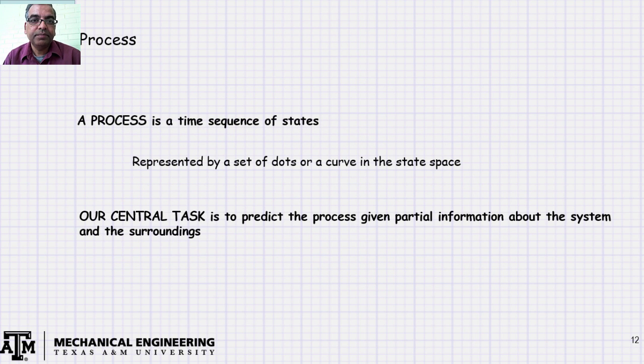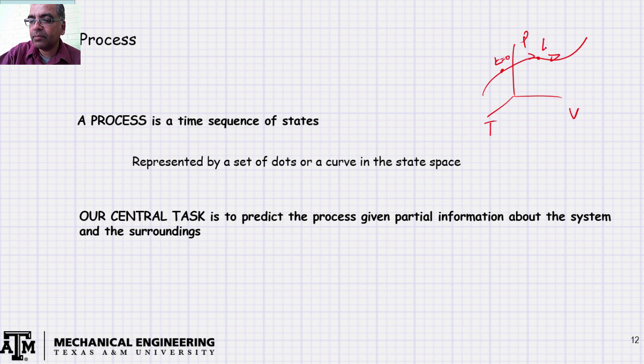So a process is a sequence of states, a time sequence of states. So if you have a state space, so let's say temperature, volume, pressure, a process is a curve which tells you that at each time instant there's a different value of temperature, pressure and volume, right? So our central task is to try and predict it given some external conditions. How will it go?